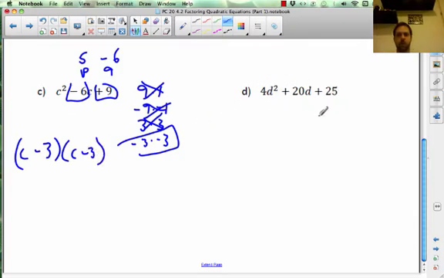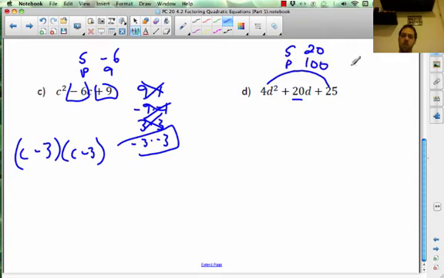Alright, this one, a little bit trickier. This is going to be our sum, 20. But our product, now that we have a coefficient, an a value in front of this thing, our product is actually going to be 4 times 25. So our product is 100. So we want to find the factors of 100. Now there's a lot of them. Okay, we're only looking for positive factors here. So let's not even bother with the negative ones.